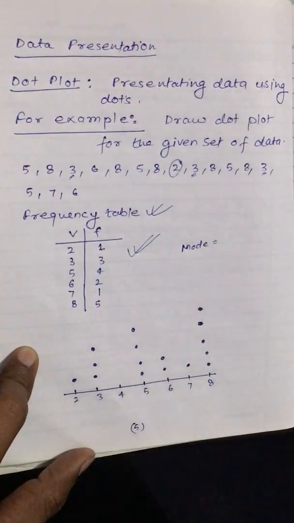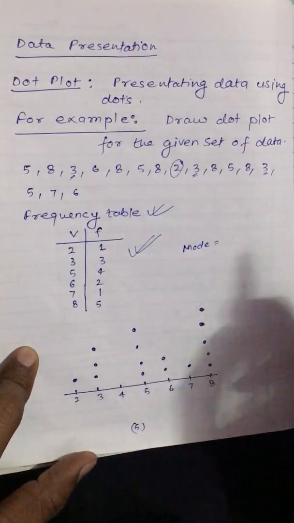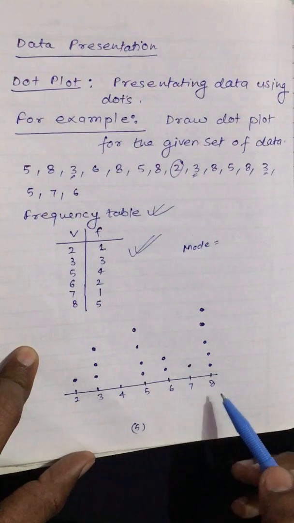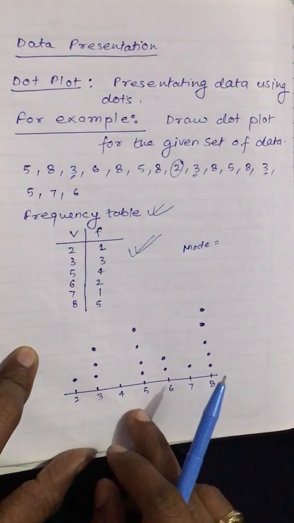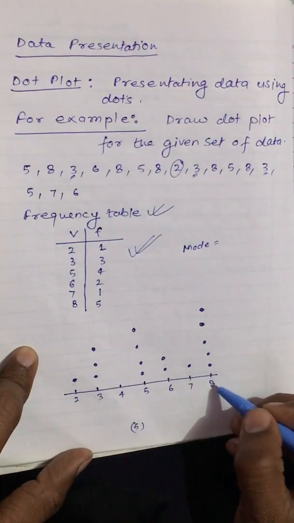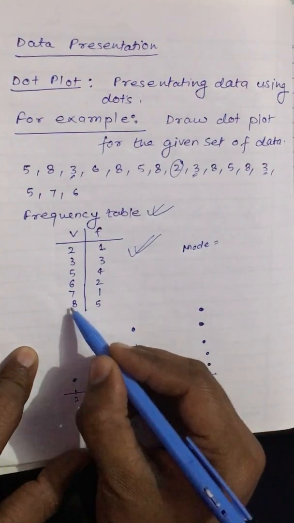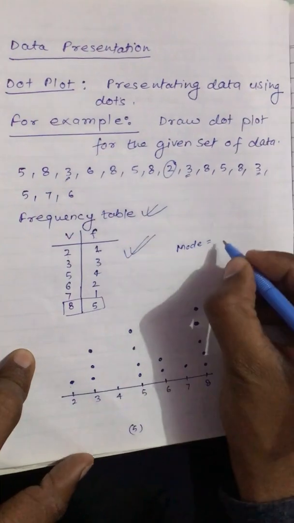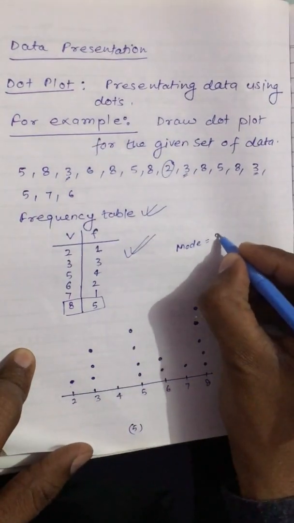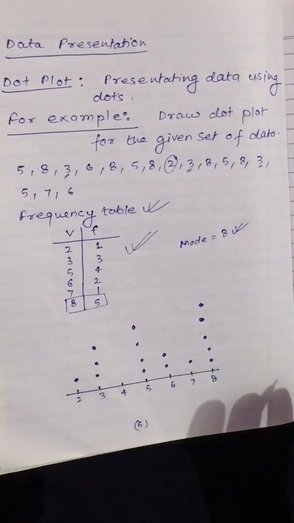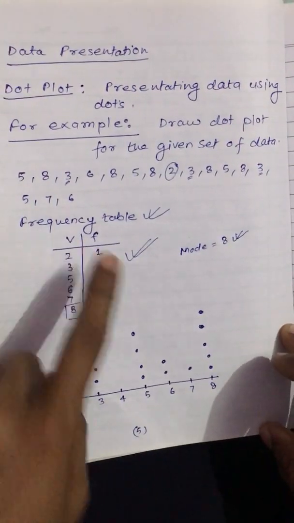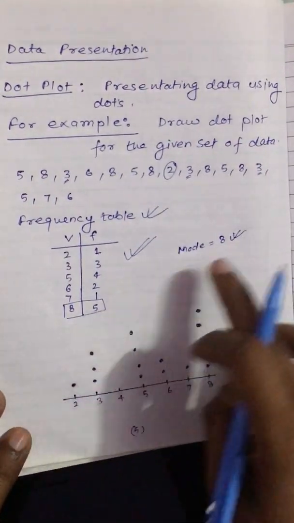Now suppose a dot plot is given and somebody asks you to find the mode. How are we going to find the mode? Mode is the data that appears the maximum number of times. Which number is appearing the maximum number of times? Which number has the maximum frequency? 8 has the maximum frequency. How much? 5. Understand? So the mode will be 8, because it has the maximum frequency. What is the frequency of 8? 5. Other numbers have less frequency. That's why 8 is the mode.